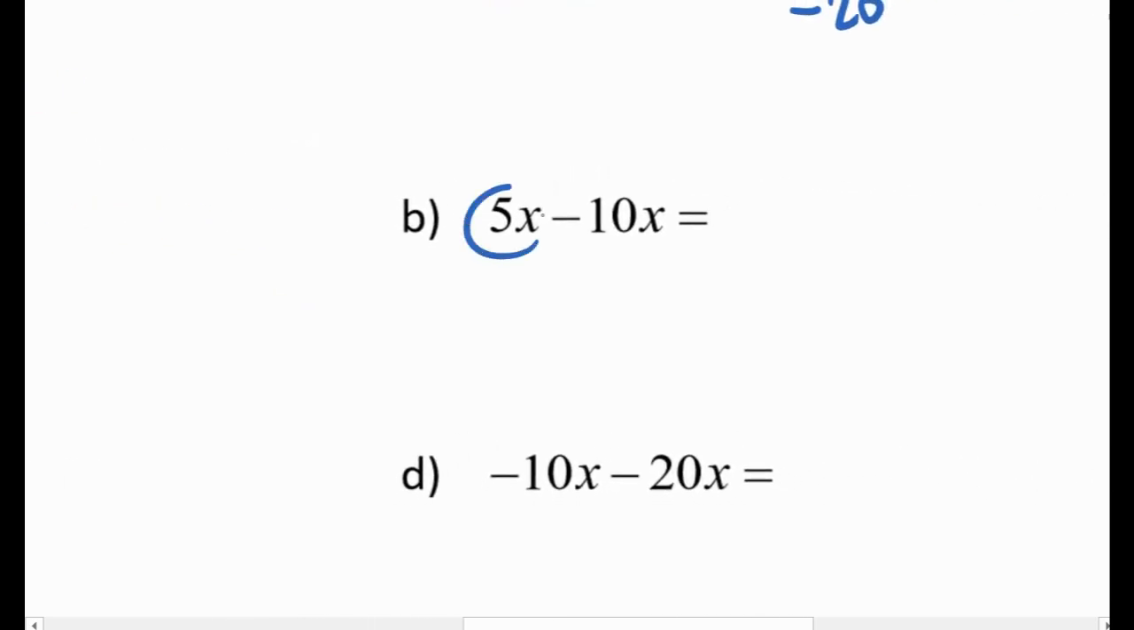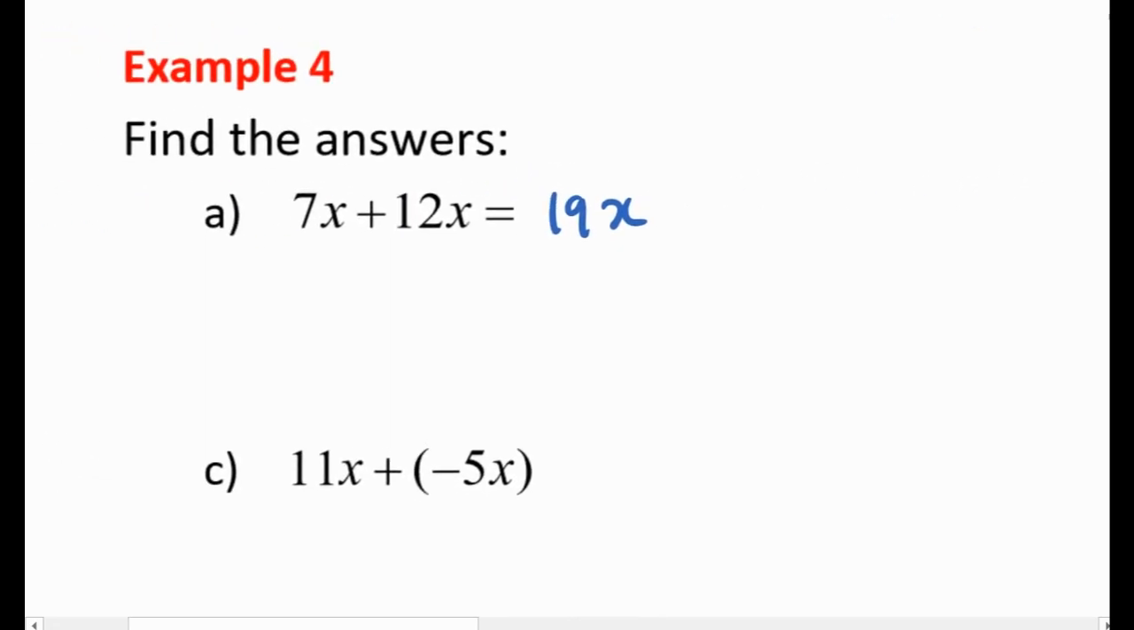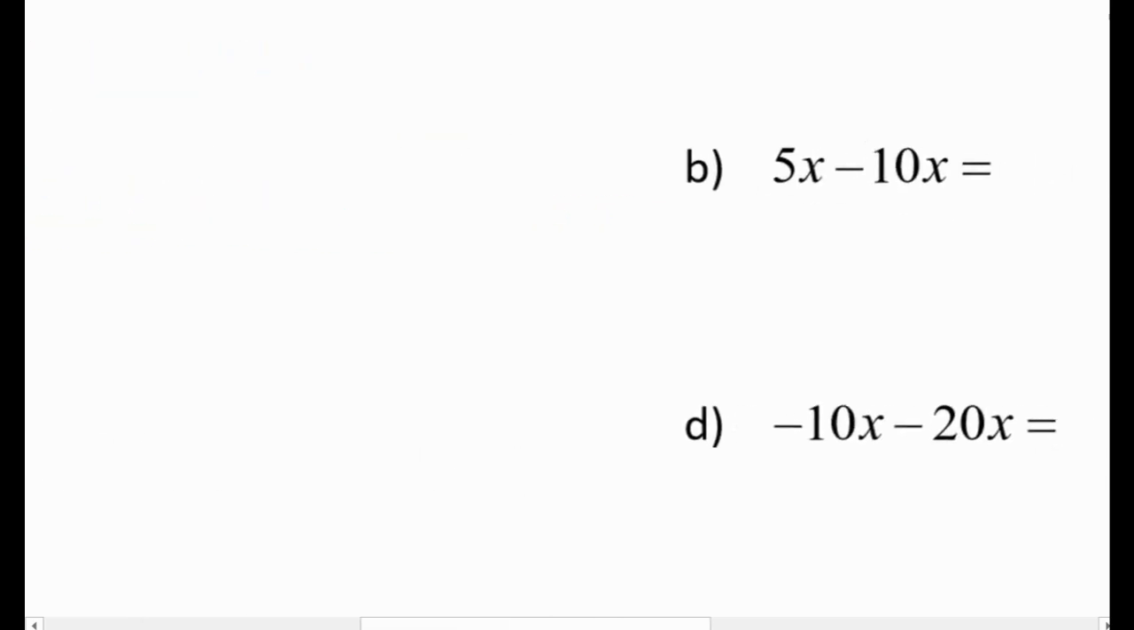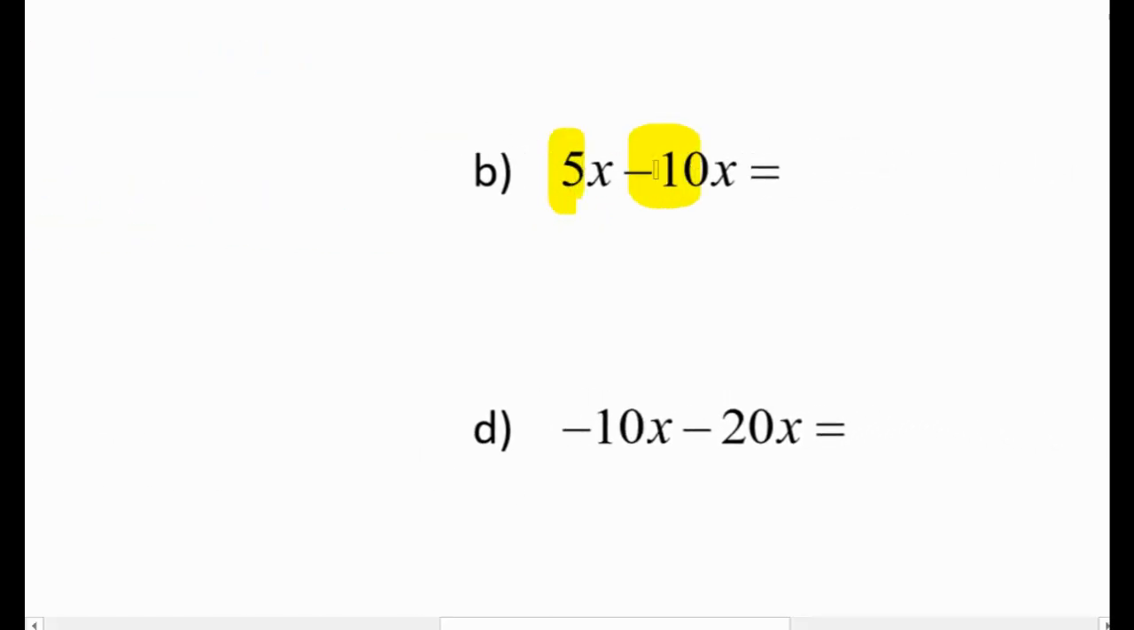Next, you have 5x minus 10x. So as I said, when you have this, you can just look at the coefficients and add them up. In this case, you look at the coefficients and subtract. What's 5 minus 10, everyone?